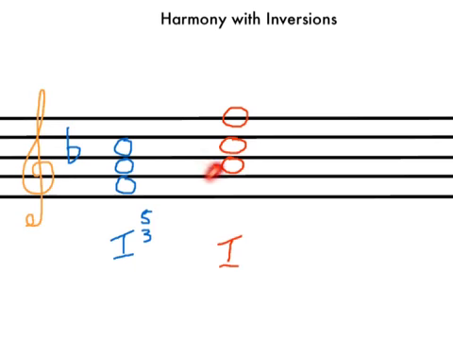So you look at this. So this is 1, 2, 3. So I've got my 3 here. But the top one is now a 6. 1, 2, 3, 4, 5, 6. So this is a 6-3 chord.